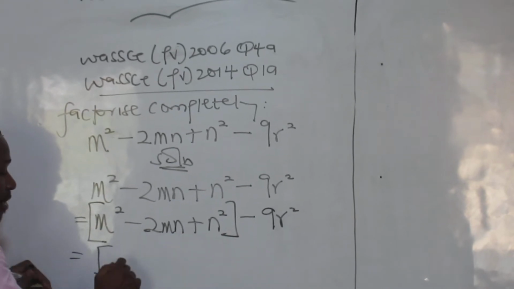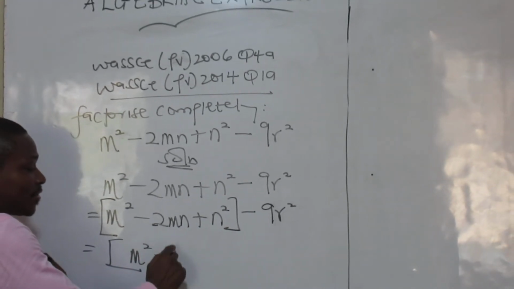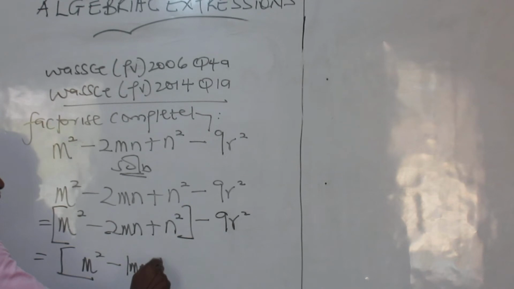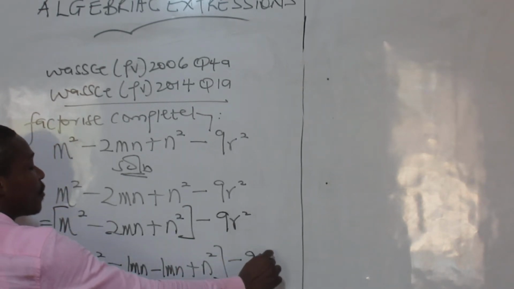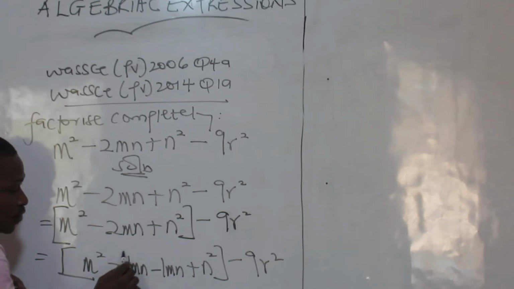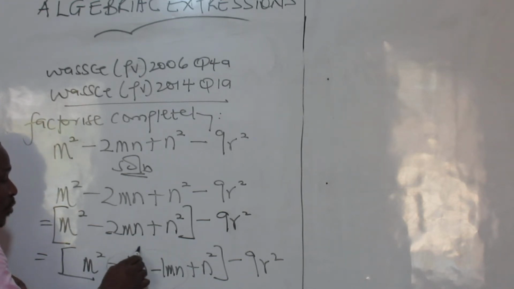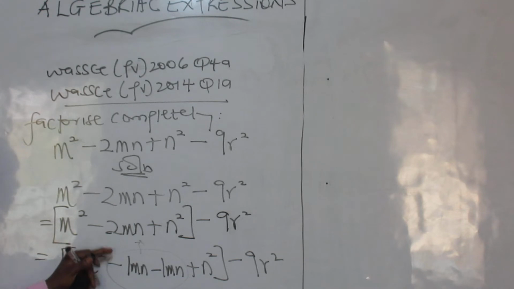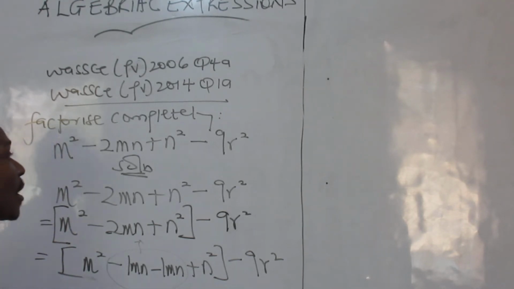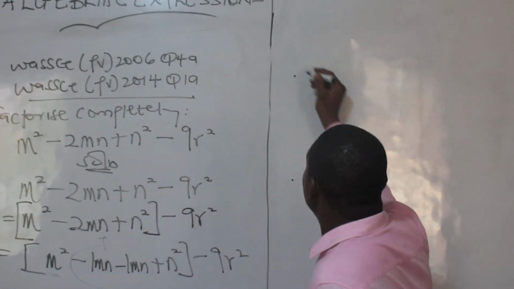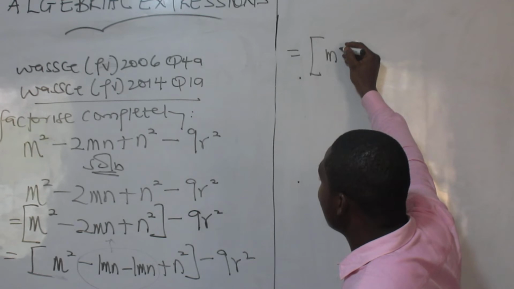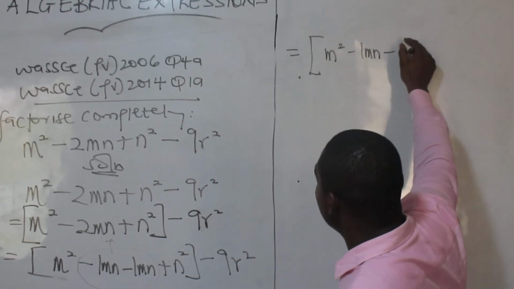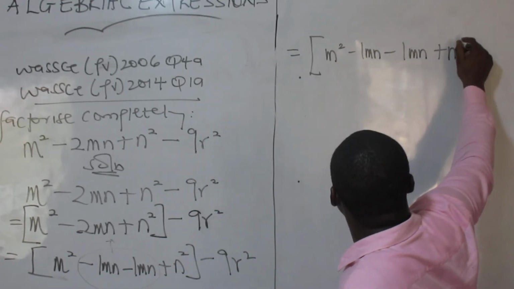Now there's a 3-term, as you can see. 1, 2, 3. Wow. So I will still make assumption on this. Mn minus mn plus this 9r squared out. Now do you know when I put 1mn minus 1mn, I will produce minus 2mn? That makes my assumption correct. So what I will do is that I will be doing method of grouping here. So m squared minus 1mn minus 1mn plus n squared.